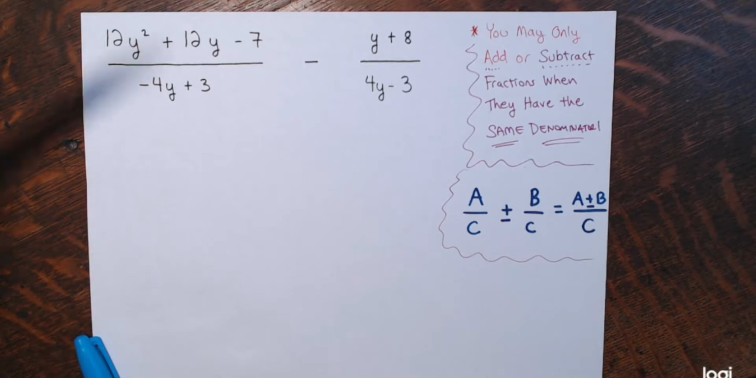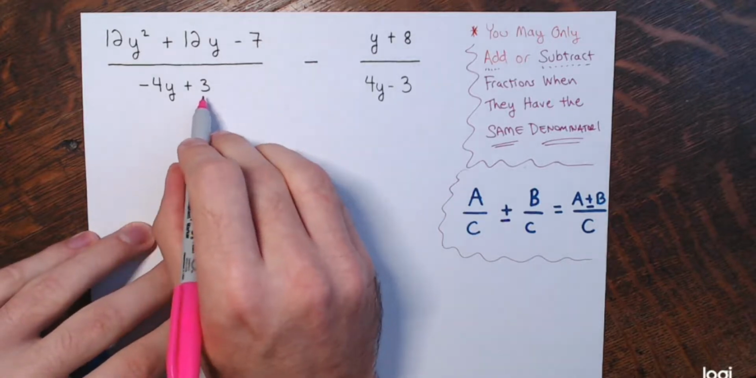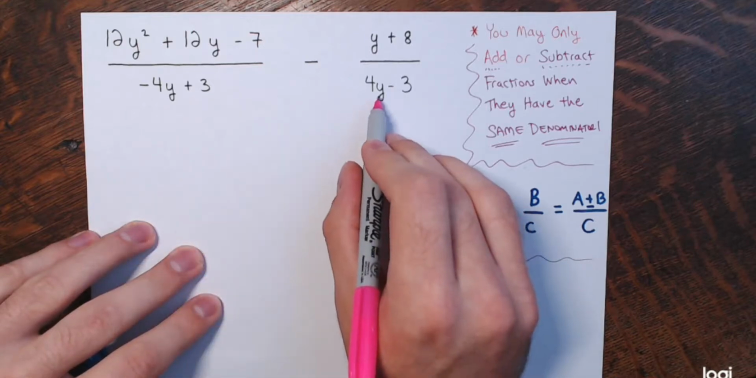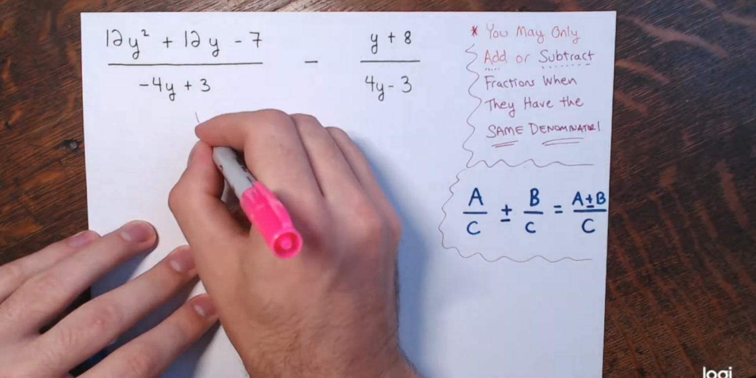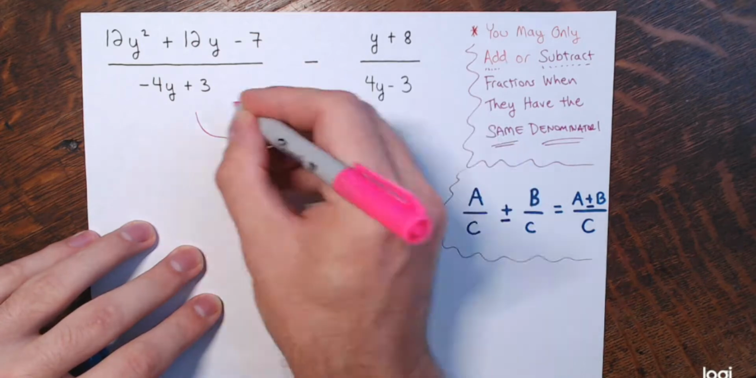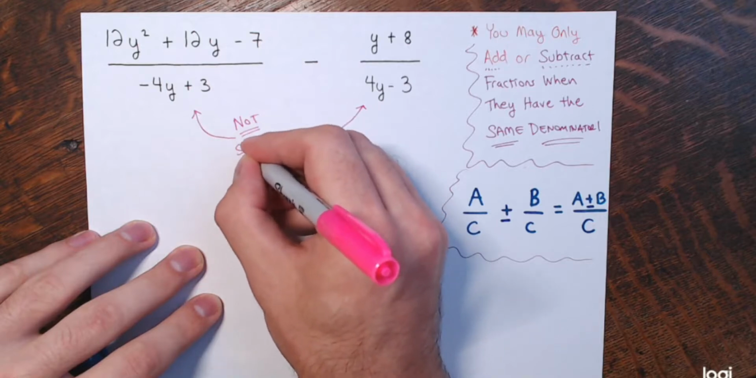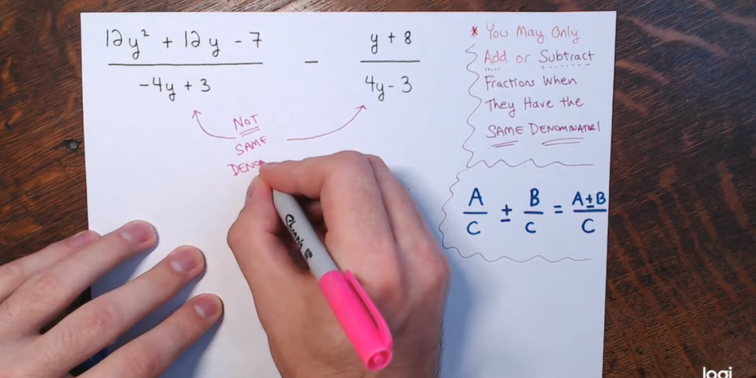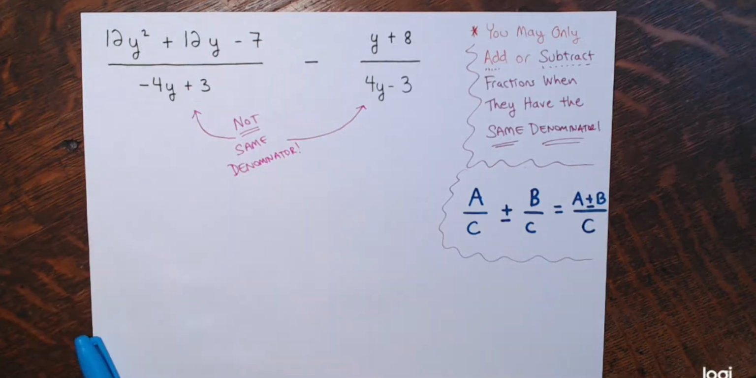Now, look at these denominators here. The first denominator, negative 4y plus 3. The second denominator, the denominator of the fraction being subtracted, is 4y minus 3. So right now, these are not the same. These fractions do not have the same denominator. So we have to do something about that.